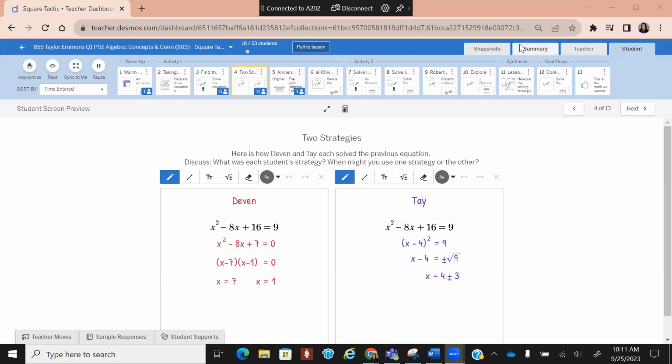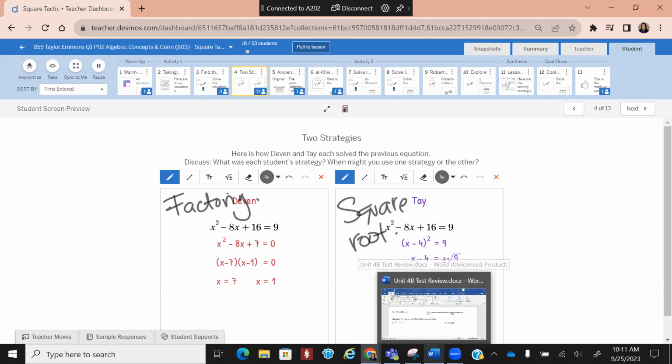All right, let's talk about Devin and Tay. On the first one, what process did they use? That would be factoring. That's what we learned last week. What about this one? Well, they moved that 16 to the other side, and then they factored, and then took the square root. So this is called taking the square root. Also, kind of similar to completing the square.